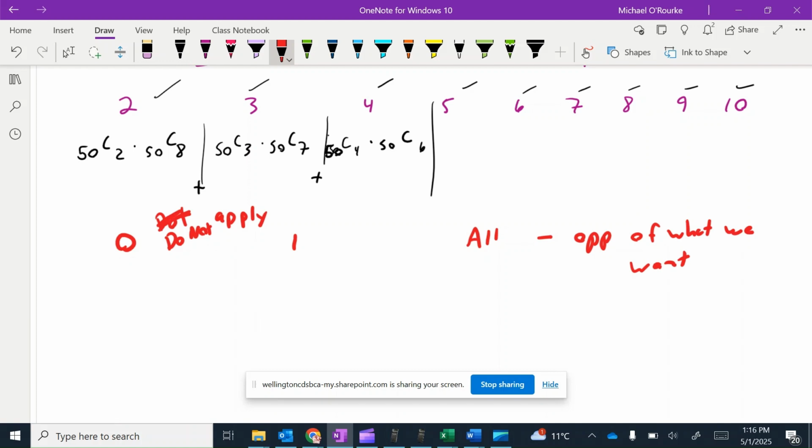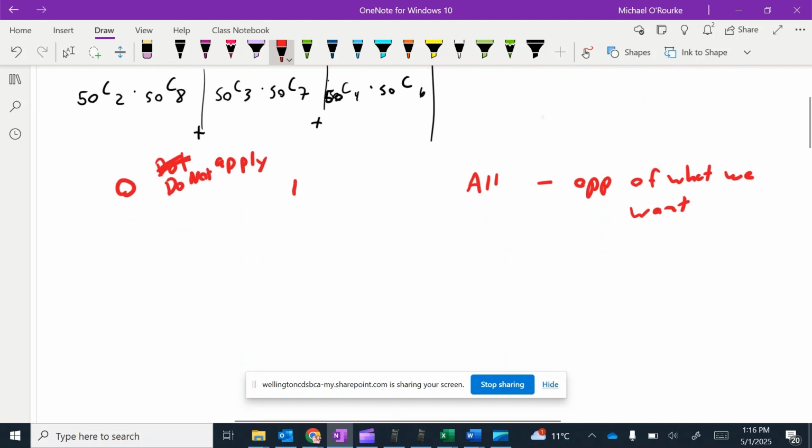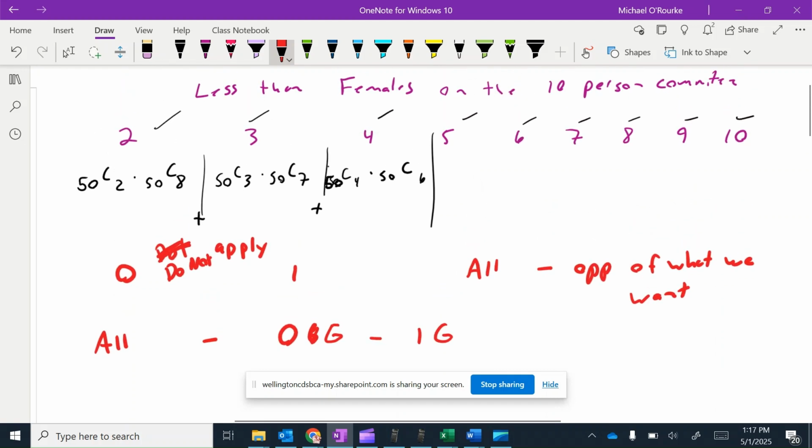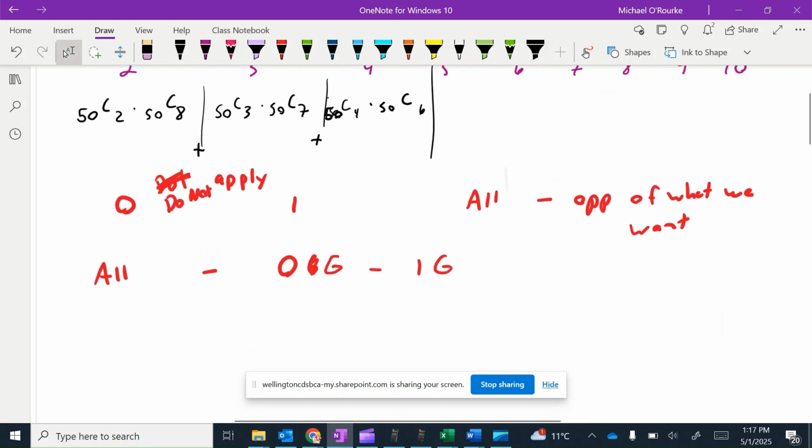So if we do all options minus the opposite of what we want, the opposite of less than 2 is 0 and 1. It would take away all the options that are 0 and 1, and we'd only be left with the ones that are 2, 3, 4, 5, 6, 7, 8, 9, 10 girls. So it's less math to do. In this case, let's do all minus 0 girls minus 1 girl. Right? So now I have 3 calculations instead of what we did before, 9 calculations.